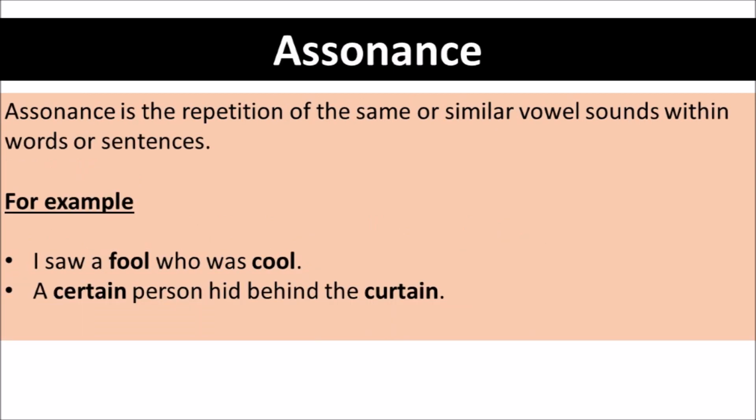Assonance. Assonance is the repetition of the same or similar vowel sounds within words or sentences. For example, I saw a fool who was cool. A certain person hid behind the curtain.